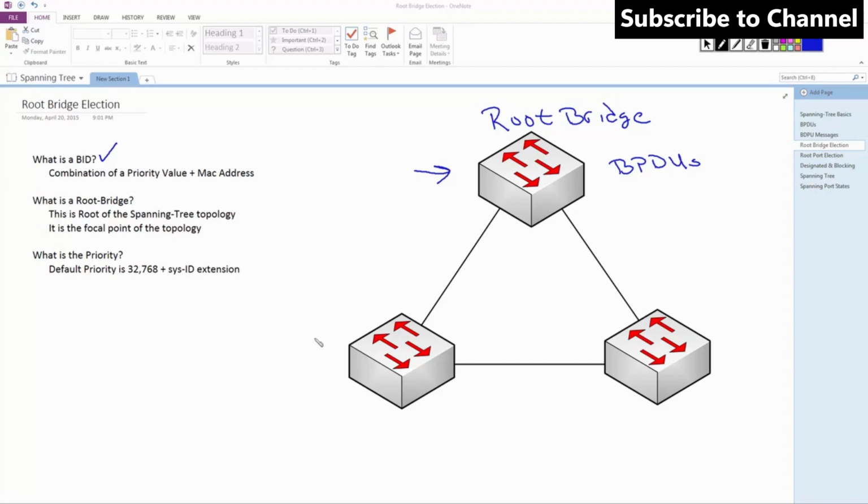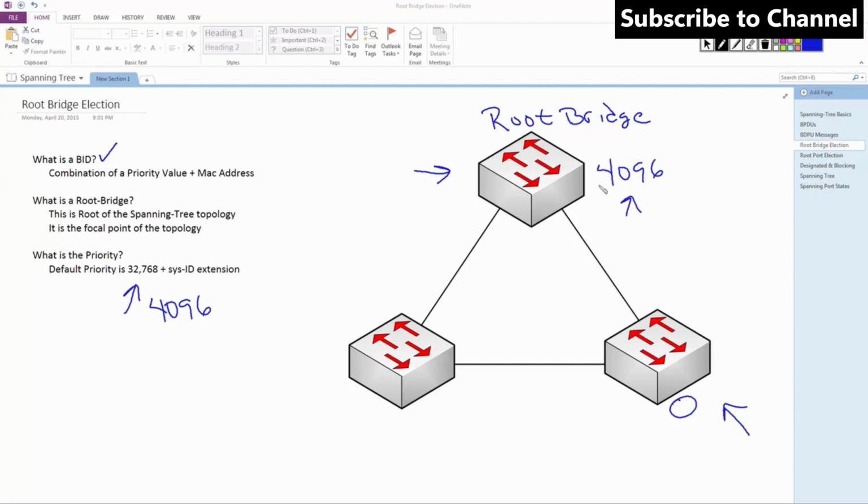What is a priority value? It's nothing but a value of numbers that can be incremented by 4096 each time. Which means if I had a switch that had a priority of 4096, and I had this switch, can I go lower than 4096? Well, if I only can go in 4096 increments, then I can have this switch as a priority of 0. And this switch will be the root bridge, because this priority is lower than 4096.